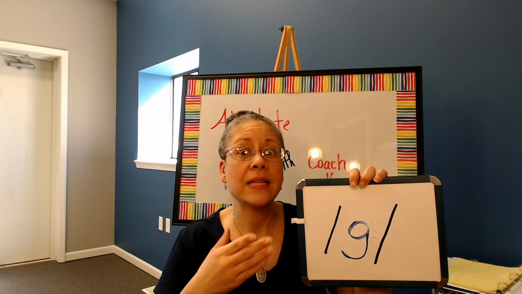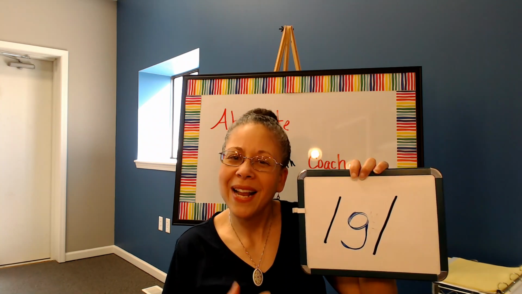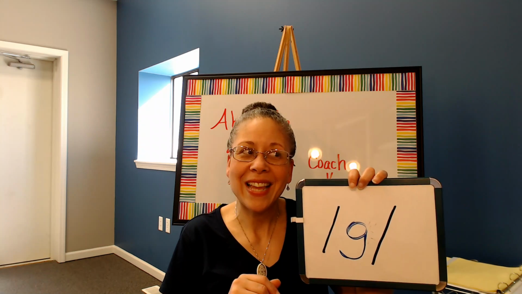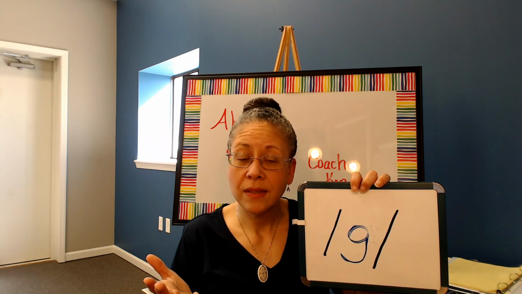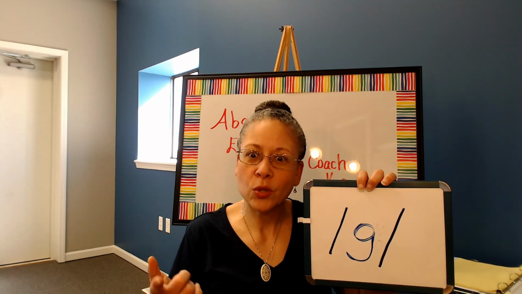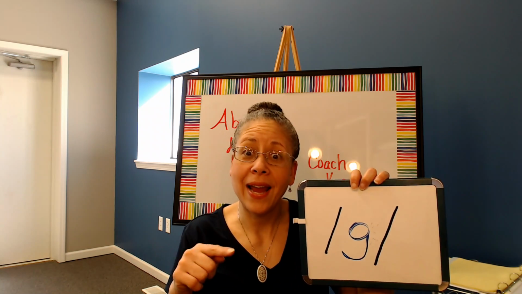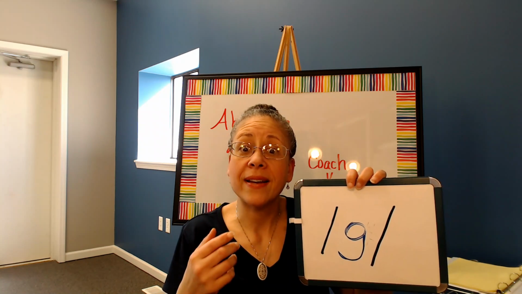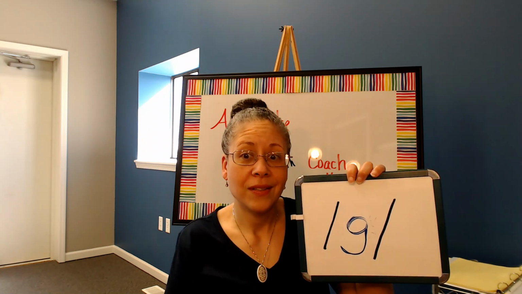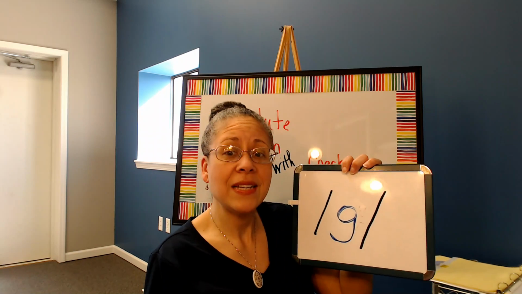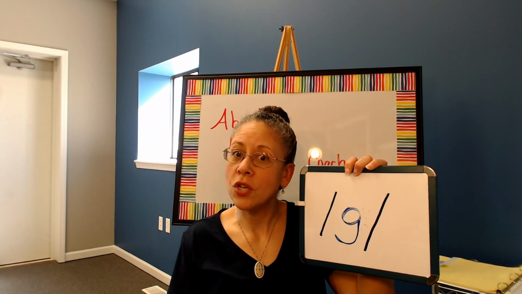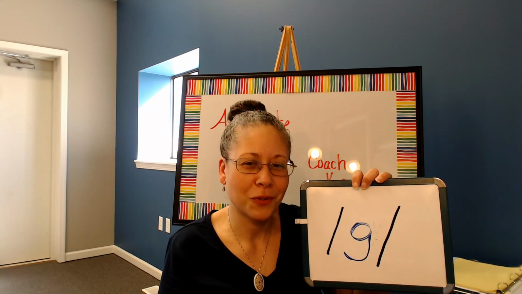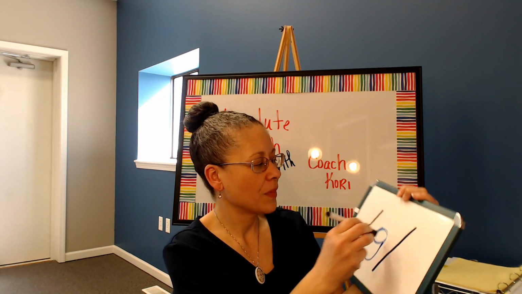Now this G has another sound. The G is the hard sound, but it has a J sound, which is its soft sound. Like in giant. Giant, but it has a J sound and it's a soft G sound. This is G or J. Again, there's rules for this. We might go over those in another video.